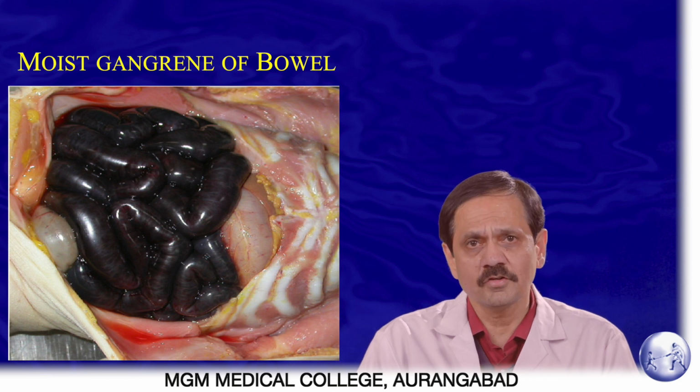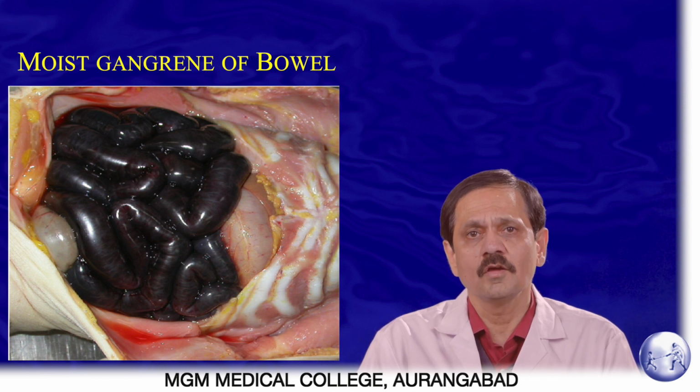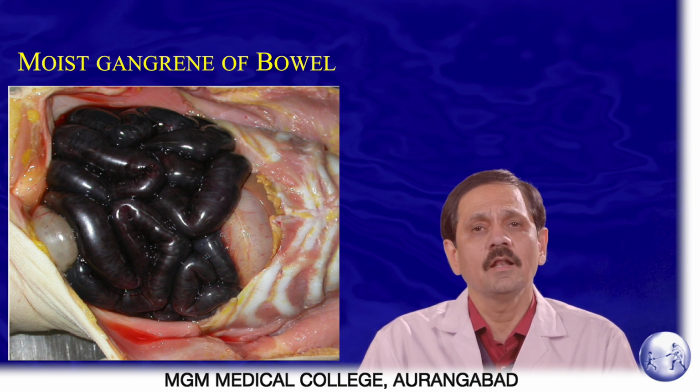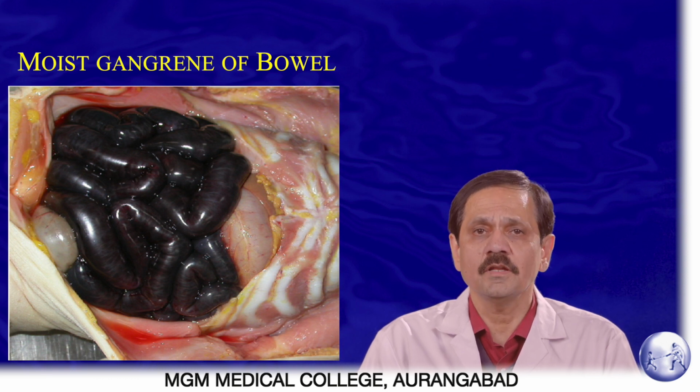As far as gangrene is concerned, two important things you should not forget, that is dry gangrene and wet gangrene. Dry gangrene has a good prognosis, wet gangrene has a poor prognosis. Line of demarcation is commonly seen in dry gangrene, but it is not seen in case of wet gangrene.